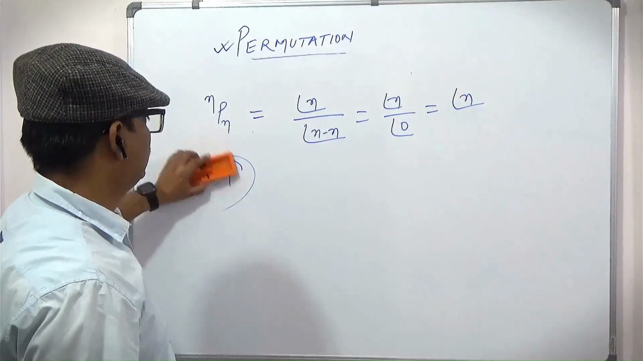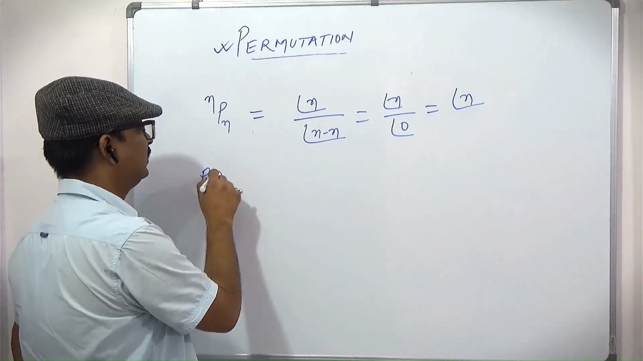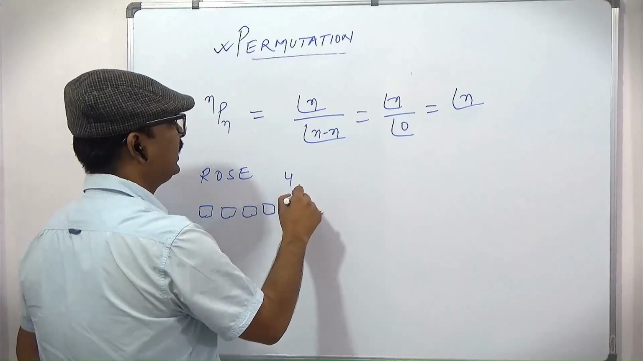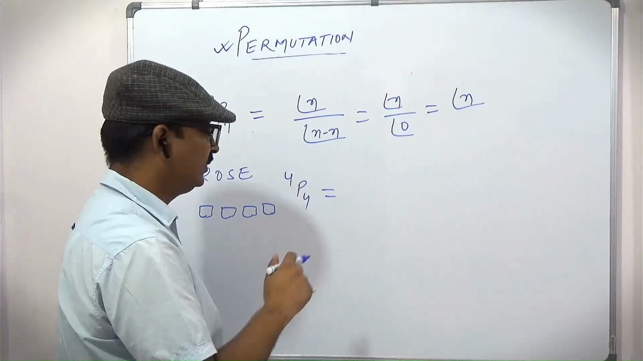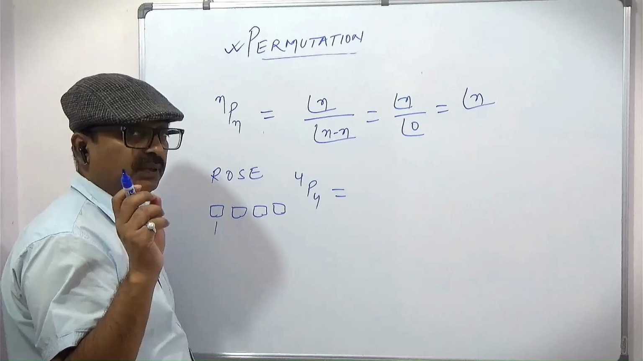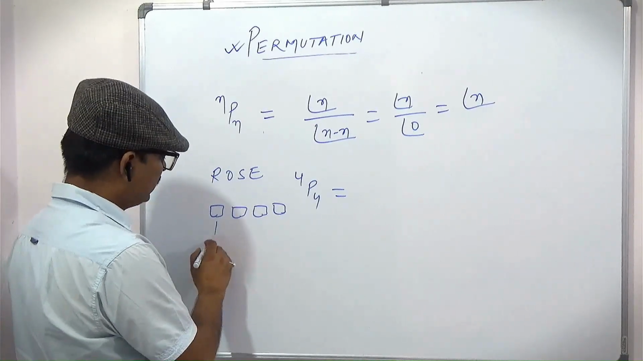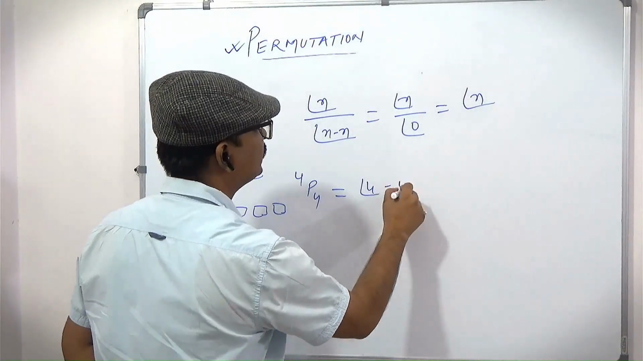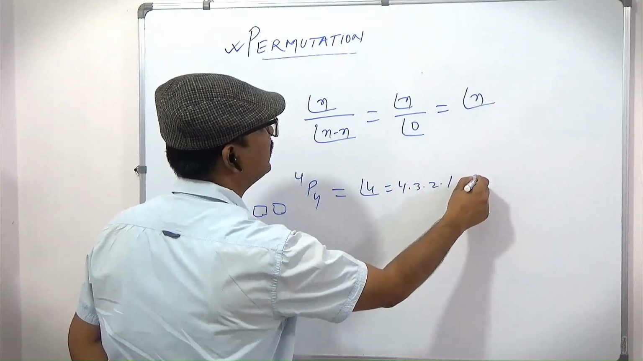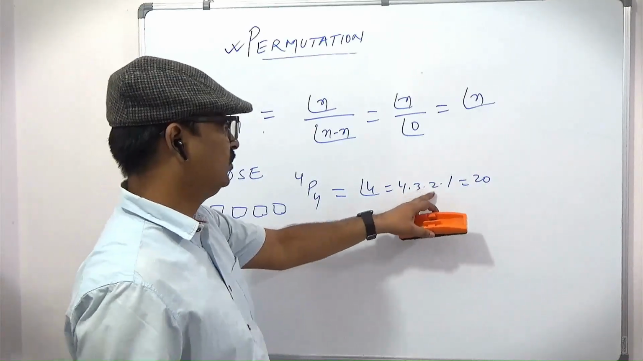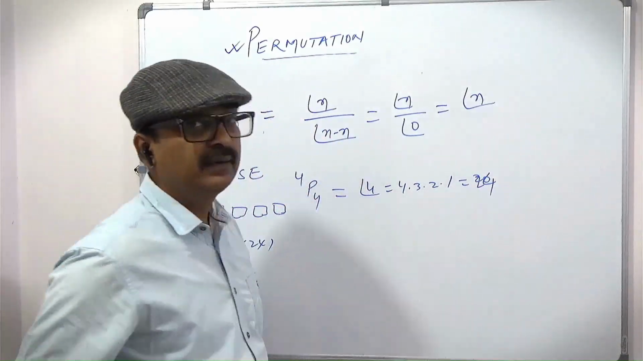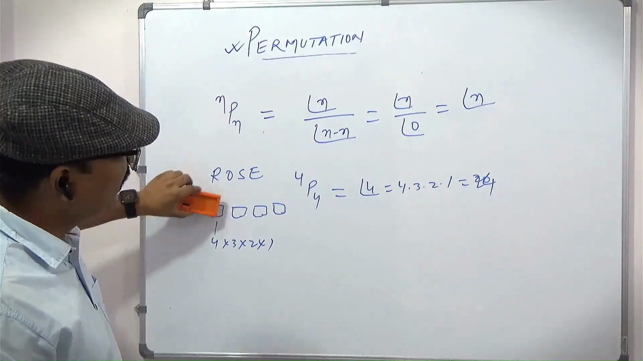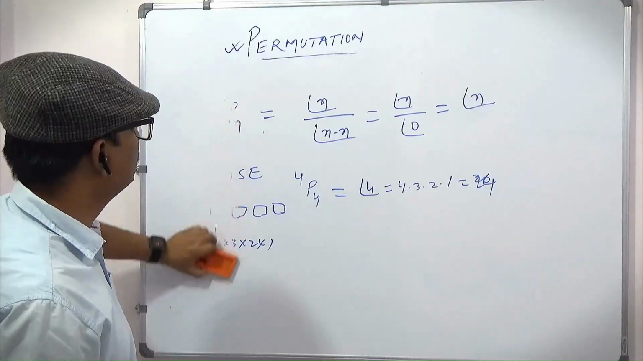Let's see our example. We had four slots, so four taken four at a time. We had solved it by the fundamental principle of counting, 4 cross 3 cross 2 cross 1. What is this? This is factorial 4, again 4 cross 3 cross 2 cross 1, that is 24. So now we have solved it not by logic but by formula. So this is nPn.